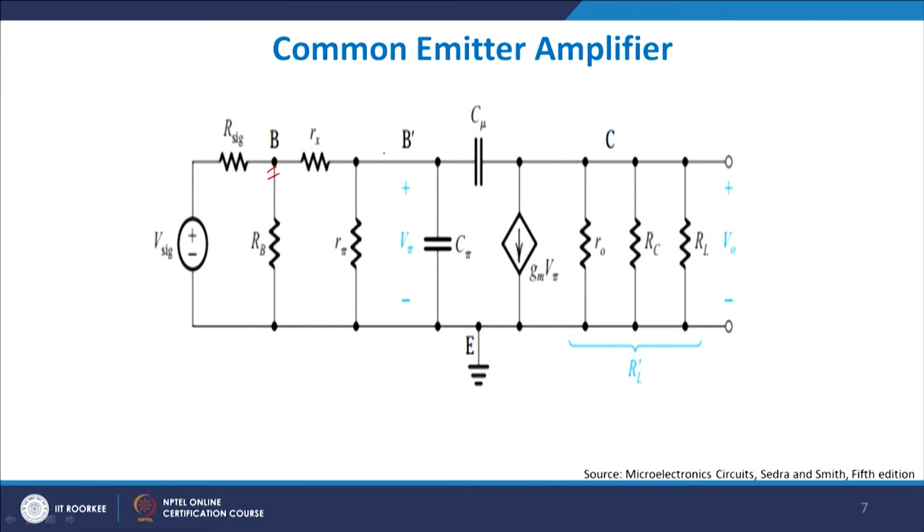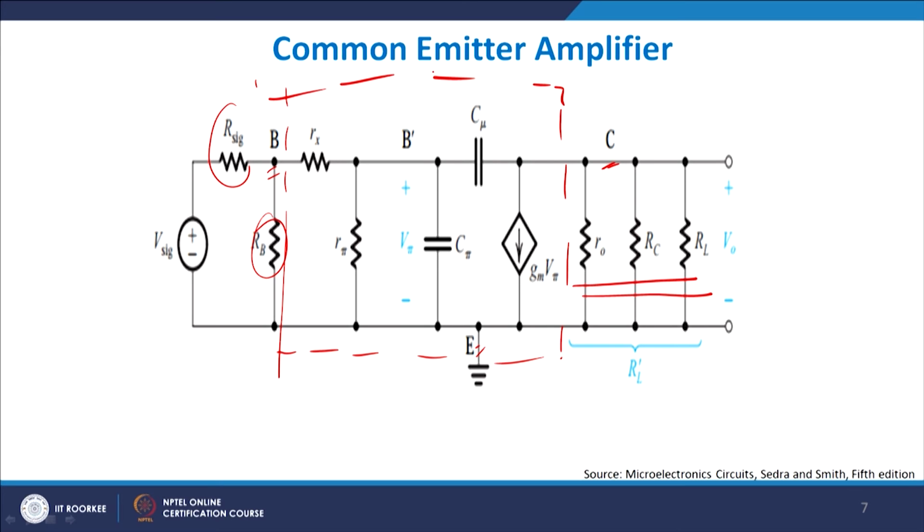Let me come to the common emitter amplifier. We have a BJT based common emitter amplifier. So now you have the base, this is the collector and this is the emitter. This is your signal, and this is your base resistance which you see, RB. So RG there is analogous to RB here, and R0, RC and RL are the effective load on the output side.